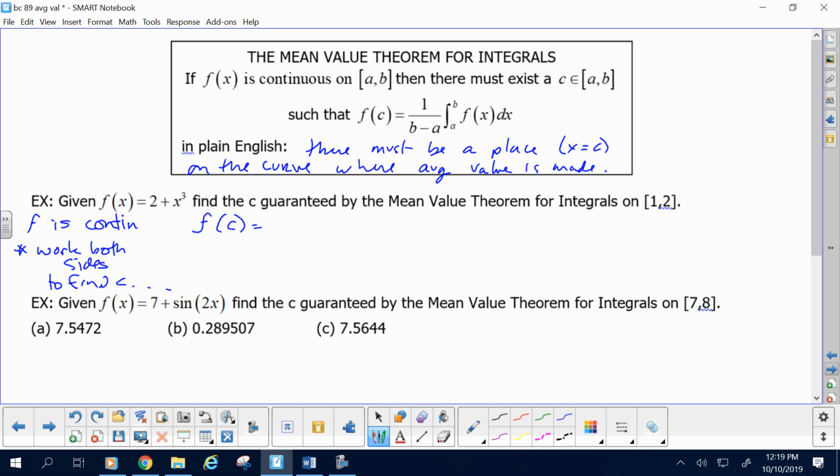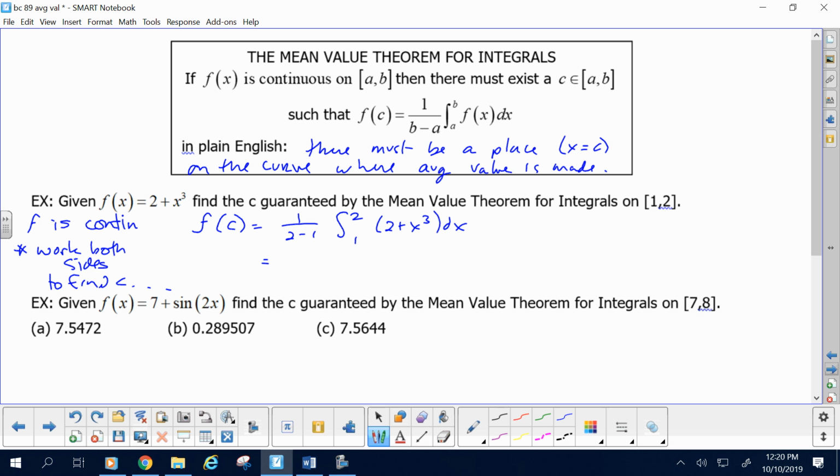All right, so f at c on the left, cool. The right side is the average value. So how do I calculate the average value? 1 over 2 minus 1 times the integral from 1 to 2 of 2 plus x cubed. I remind you, in doing all this calculation, you're really trying to find this sweet spot in there, the rectangle idea, all that good stuff.